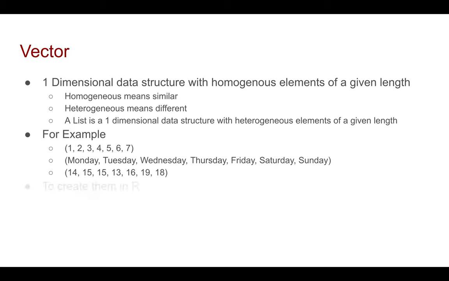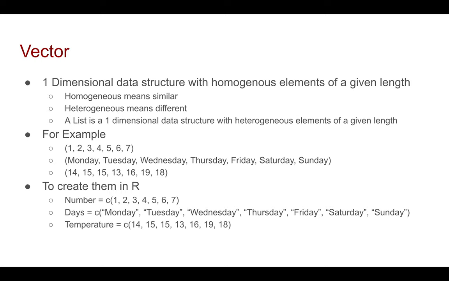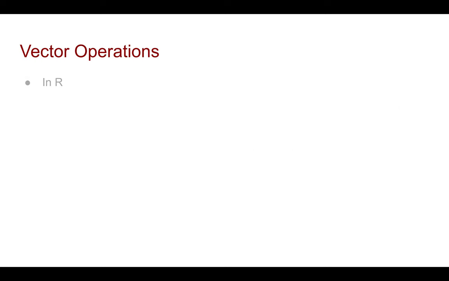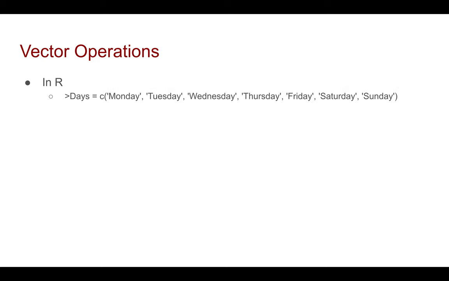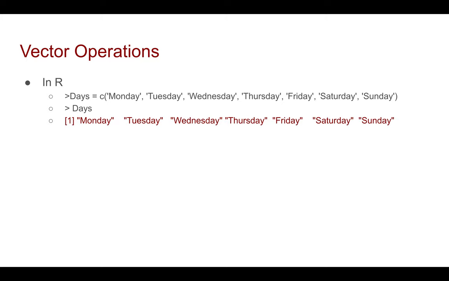Now, to create these in R, we simply use this function called c, and then we open up the brackets and just list them inside. So if I was to actually do this in R, I would type in days equals c, open up my brackets, and if it's a string, I need the quotation marks, and I'm going to separate them with a comma. I would then type in days, and R will display the output, which I'm representing here in red.